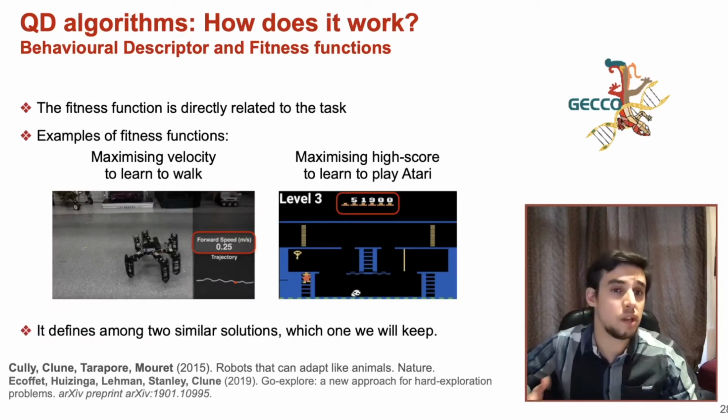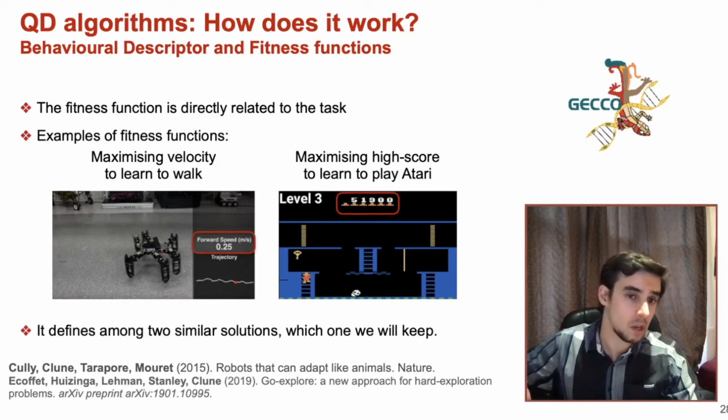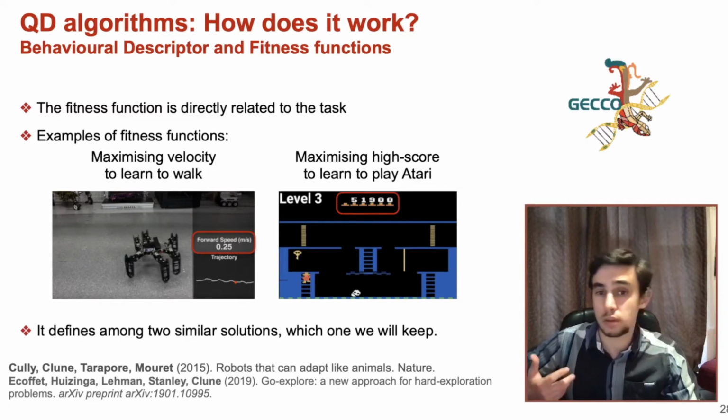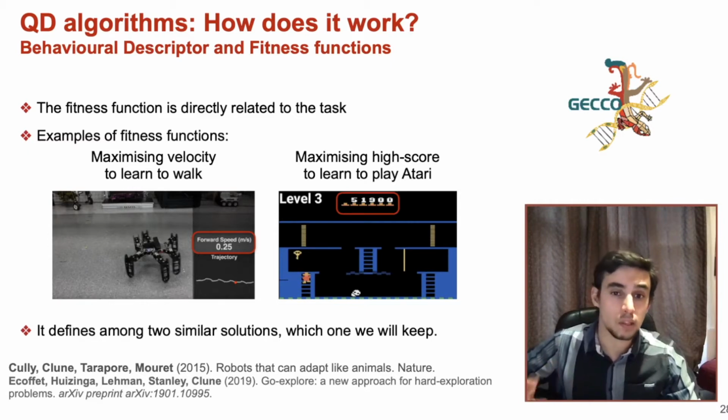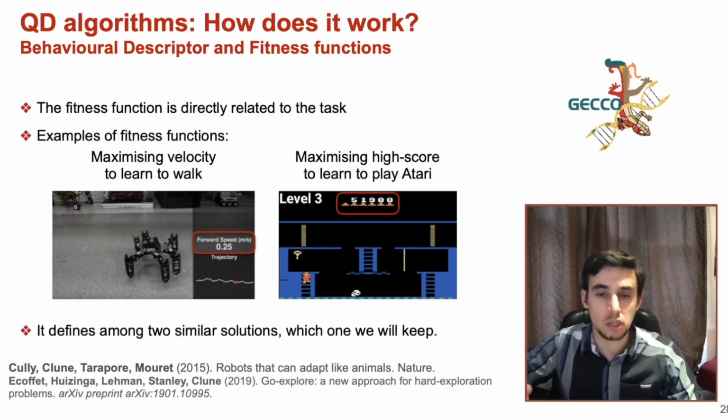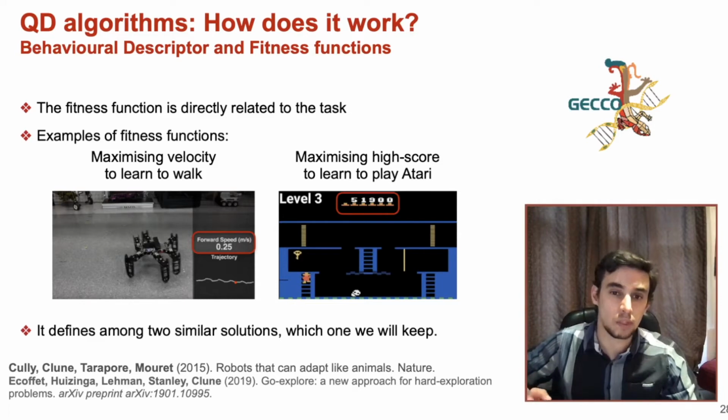The fitness function is similar to most evolutionary algorithms, so it's directly related to the task. For instance, if you want to learn how to walk with a robot, you can try to maximize the walking speed of this robot as a fitness function. Or if you want to train an agent to play Atari games, you can use the score on the different Atari levels as a good fitness function. The fitness function is used to define, when we have two similar types of solution, the solutions that we want to keep. So that's where the competition will take place.